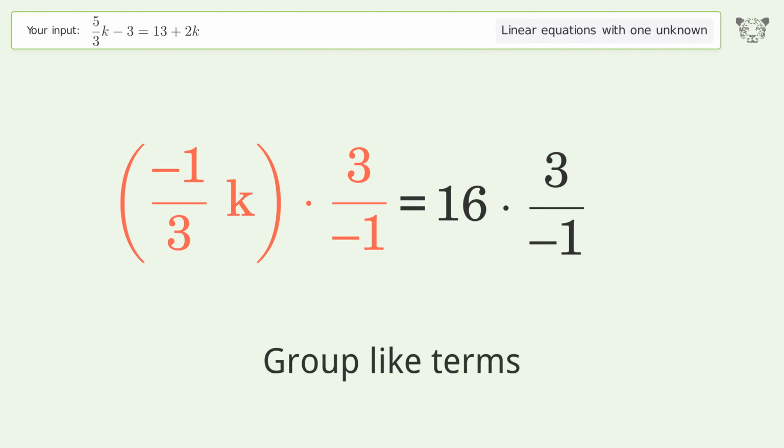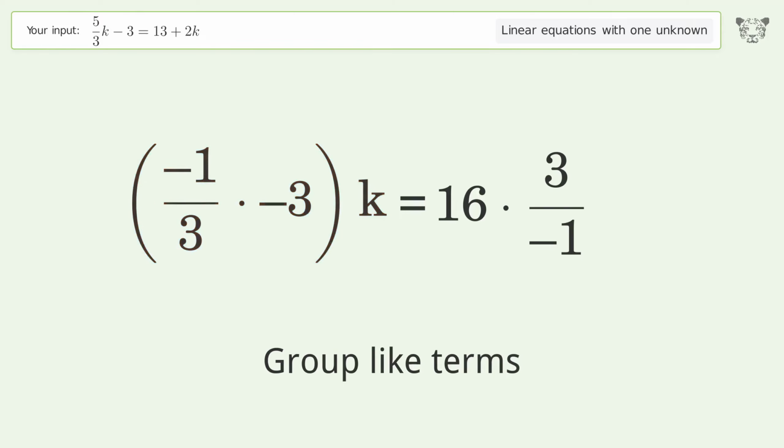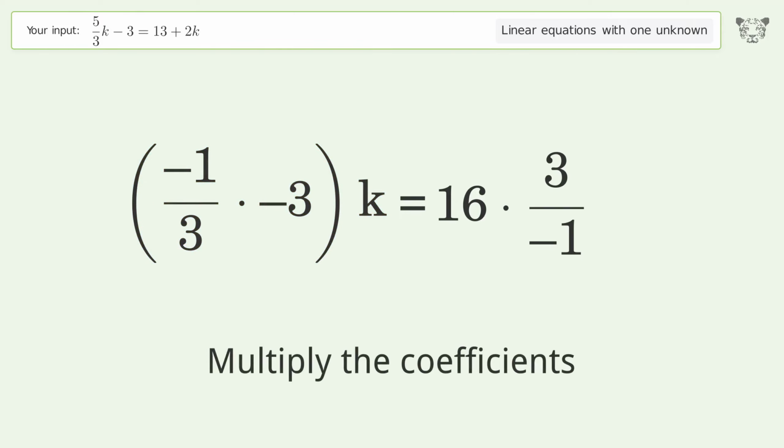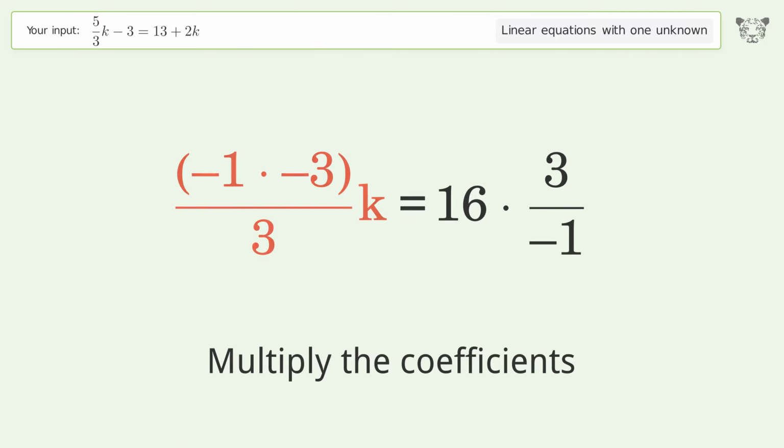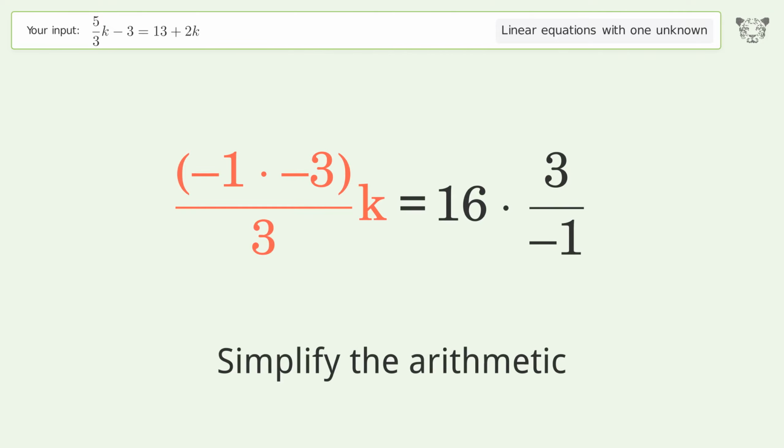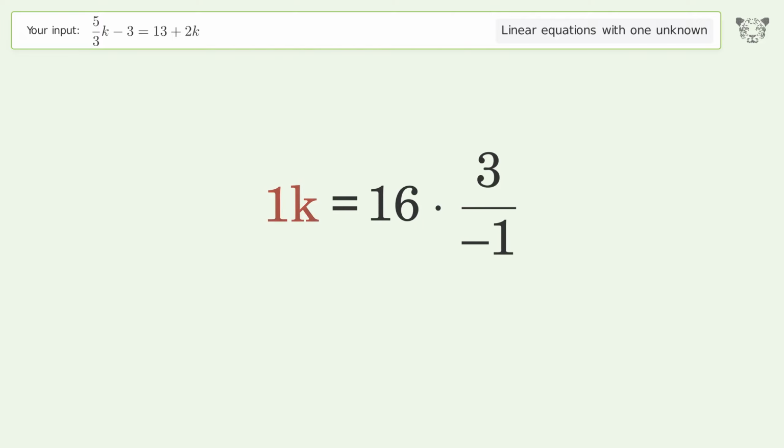Group like terms. Multiply the coefficients. Simplify the arithmetic. And so the final result is k equals -48.